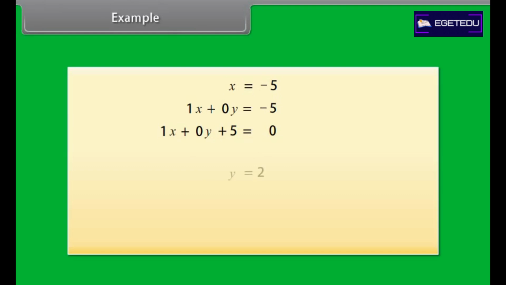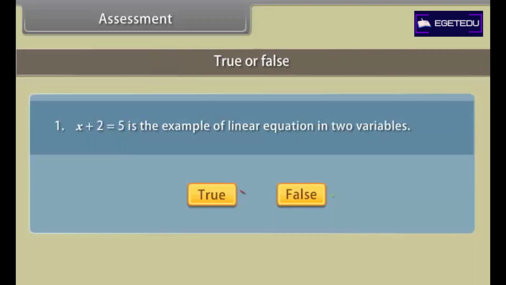Similarly, the equation y is equal to 2 can be written as 0x plus 1y is equal to 2, or 0x plus 1y minus 2 is equal to 0.